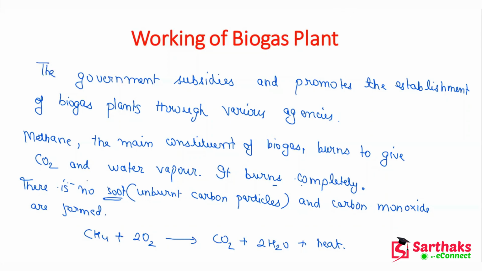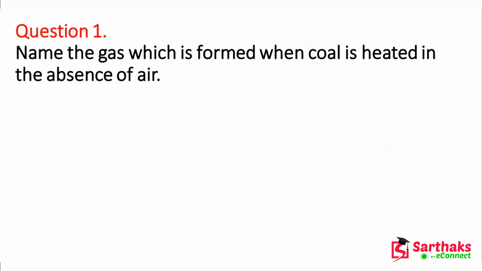Now we are going to look at some questions. The very first question is, name the gas which is formed when coal is heated in the absence of air. We have already studied this. When coal is heated in the absence of air, there is only one gas that is formed, and that is known as coal gas. We have seen that when coal is heated in a test tube, coal gas is formed, and the only gas formed is coal gas. The others are liquid and solid particles.